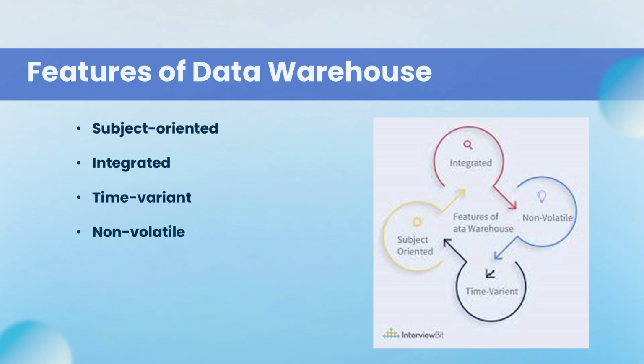The third one is time variant. A data warehouse stores historical data, so we can analyze trends over time. For example, the sales of a specific item in a specific season can be forecasted for the coming season.